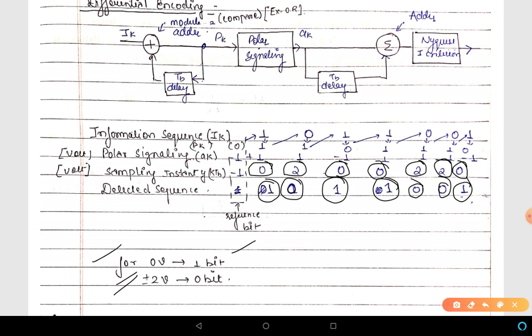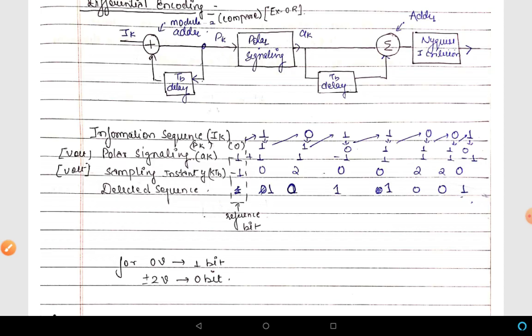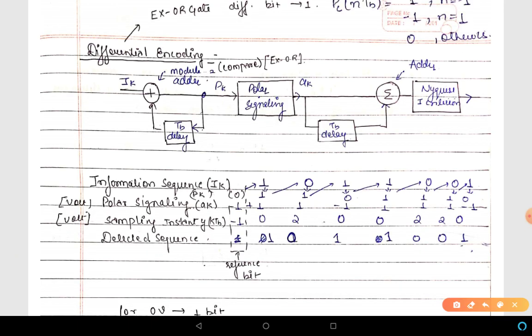The beauty of this decision rule is that the detection of the bit at any level does not depend on the nature of the previously detected bit. In other words, there is no dependency on the previously detected bit, as was the case in Nyquist second criteria. So this dependency has been removed by the scheme which we call differential encoding. That is the advantage of this scheme.